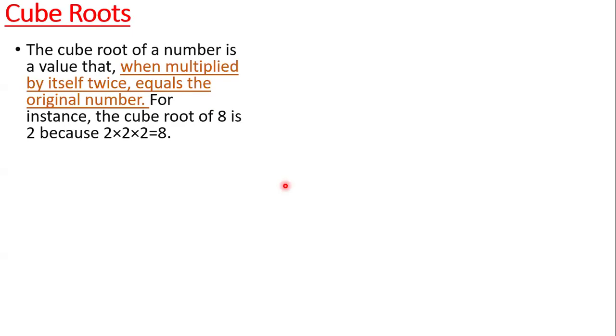Cube root. The cube root of a number is a value that when multiplied by itself twice equals the original number. For instance, the cube root of 8 is 2 because 2 times 2 times 2 equals 8.